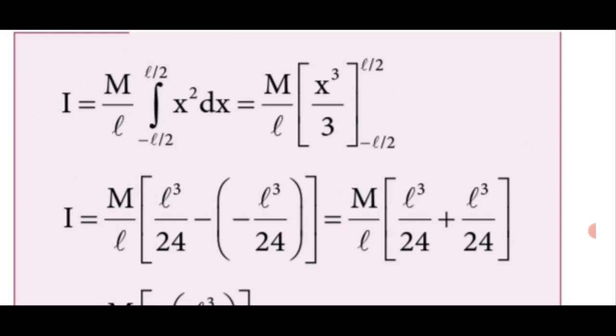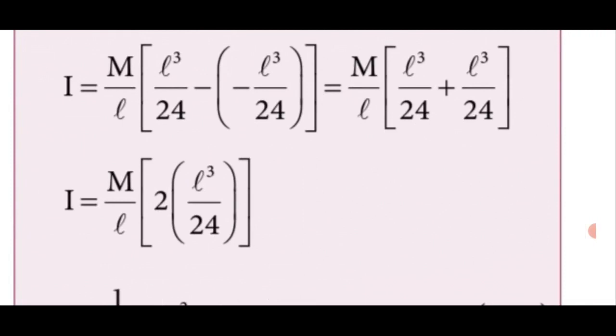The same thing, here also you are substituting in the place of x, L by 2, the whole cube. So you will get L cube by again 8, and already 3 is there, so that is L cube by 24. So minus of minus becomes plus. So 2 times L cube by 24, the 2 and 24 will get cancelled. You will get 1 by 12. And already you are having one denominator L.